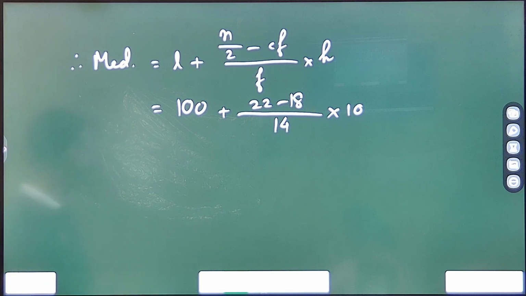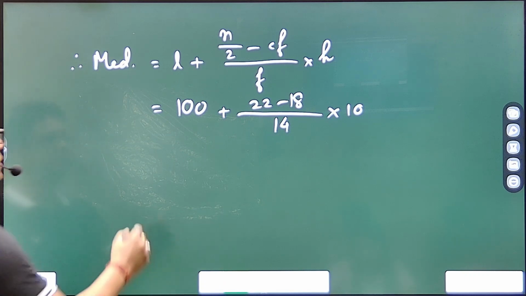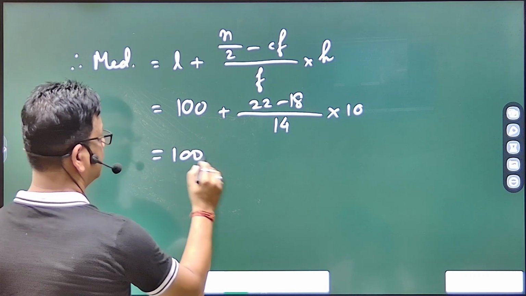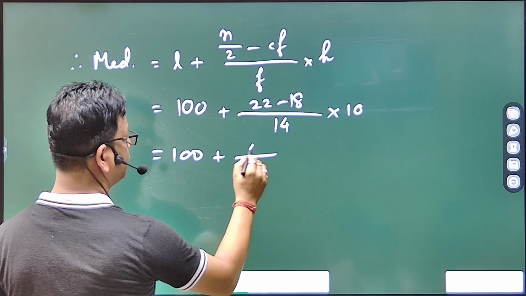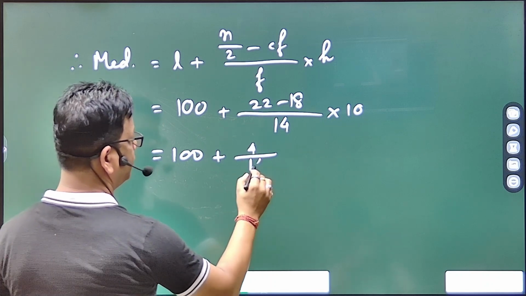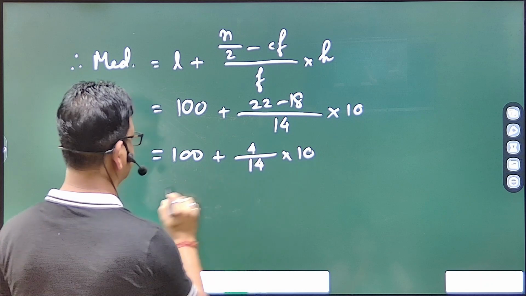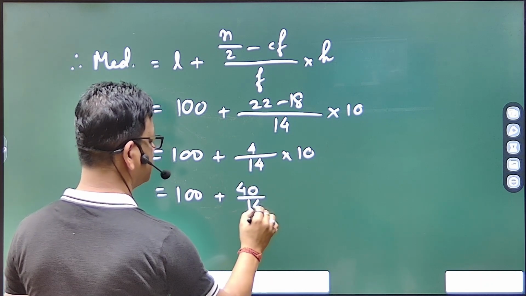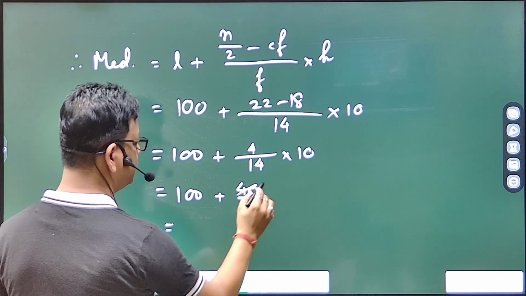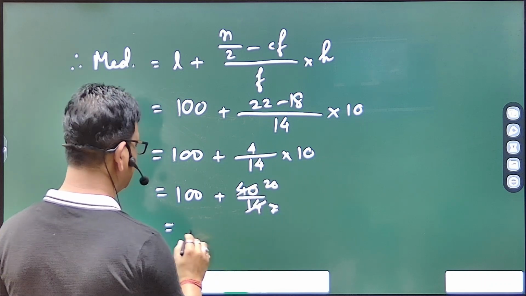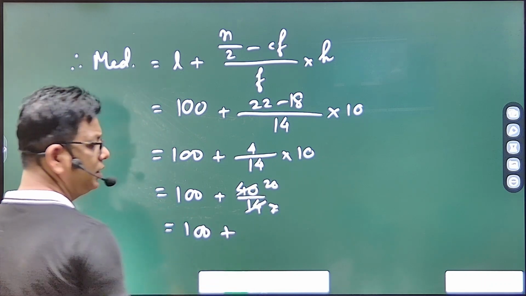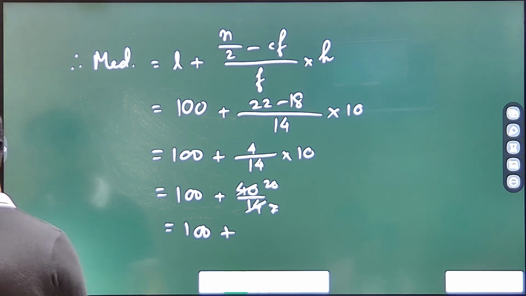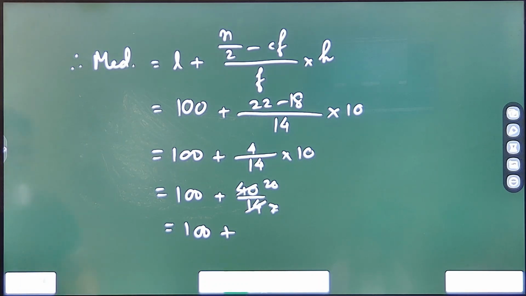So the rest of it is only calculation, right? So this is 100 plus 22 minus 18, which is 4. 4 by 14 multiplied by 10. So this is 100 plus 4 tens are 40, by 14. You can cancel it by 2. It is 20 by 7. So it is 100 plus 20 by 7. If you do it, it will be 2 point something. So you can put that value approximately.